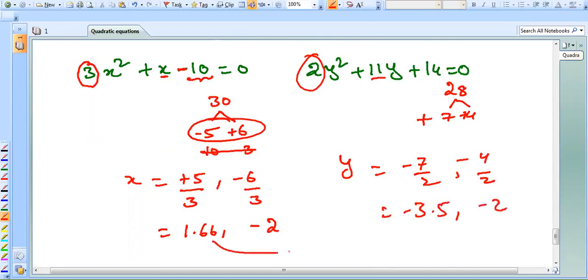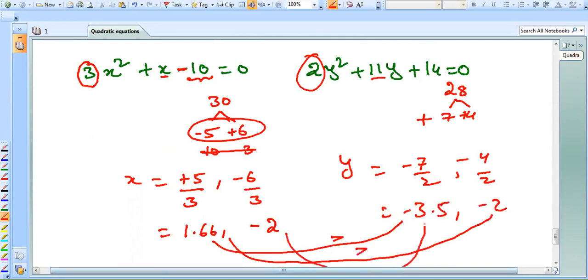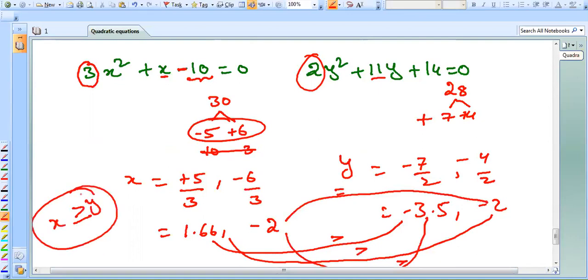Now compare it. 1.66 greater. 1.66 greater. Minus 2 greater. Here minus 2 is equal. That means answer is x greater than or equals to y. Answer is x greater than or equals to y.